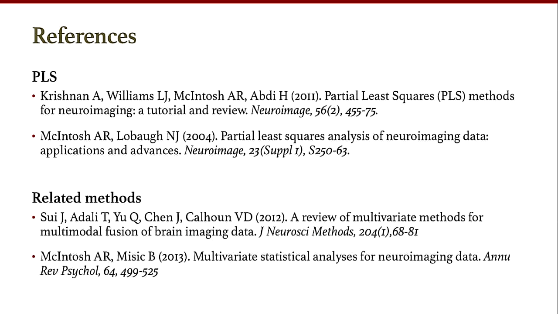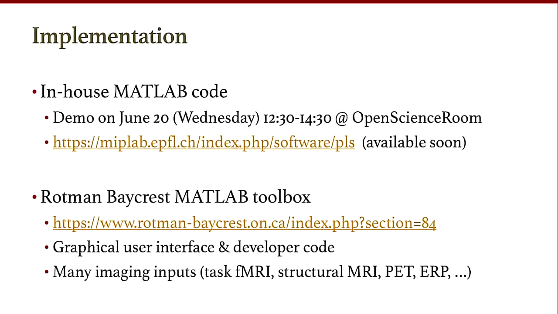And in these two papers, we have descriptions of PLS and also other methods that are very similar, such as canonical correlation analysis, as Jonas was saying before, or also ICA methods. And finally, we have an in-house MATLAB code, which I'll be demonstrating on Wednesday at the Open Science Room, which will be available very soon on this website. And I also want to mention the Rotman-Baker's MATLAB toolbox, which is also openly available and which is quite user-friendly, and that can also take many imaging inputs such as task fMRI, structural MRI, or PET data.